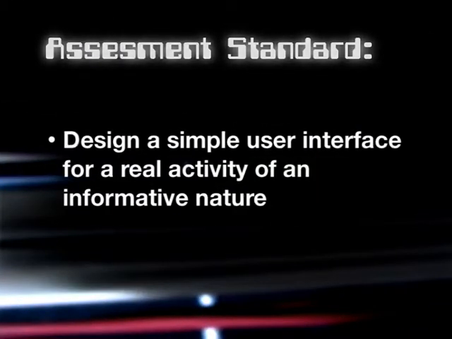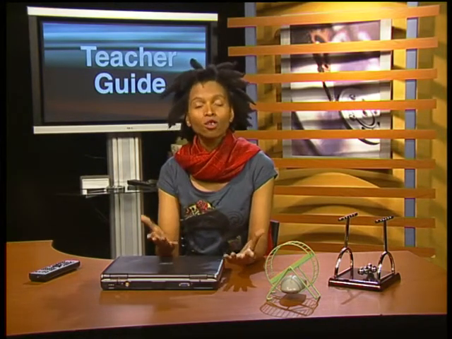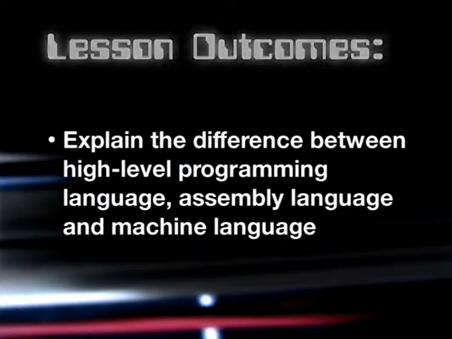In this series, we address Learning Outcome 4, Programming and Software Development, and focus on the assessment standard that requires learners to design a simple user interface for a real activity of an informative nature. After watching and engaging with the lessons in this series, your learners should have a very good sense of how to solve problems using the JGrasp environment and should be able to apply their solution to other similar environments too. The learning outcome and assessment standards for each lesson are stated at the beginning of each video lesson in this series. In addition, lesson outcomes linked to these are also given for each lesson.